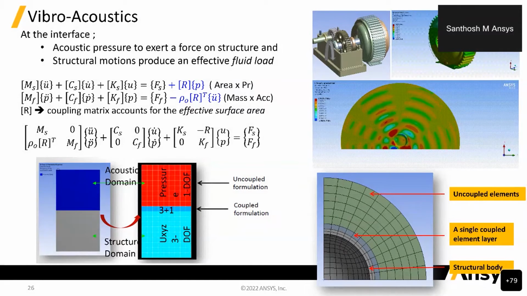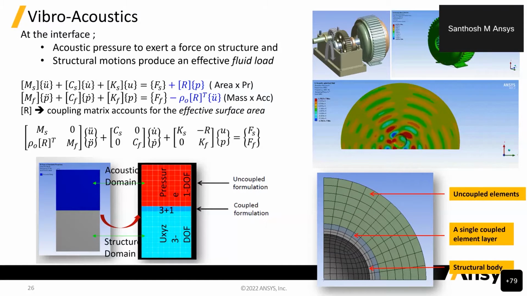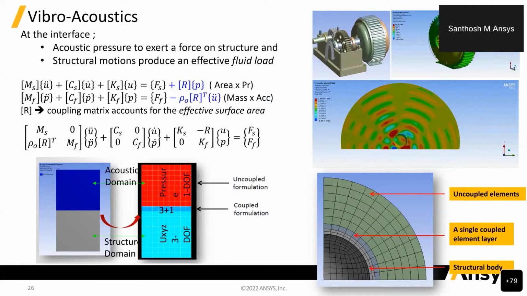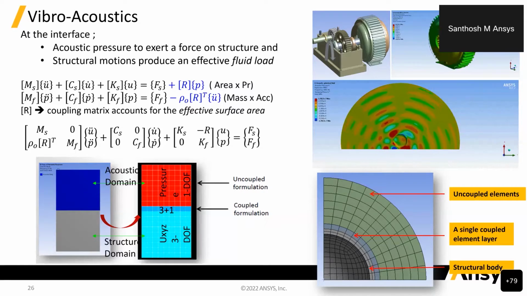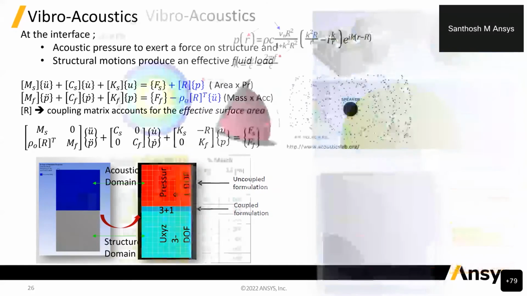The way we handle that, we model the air domain, which is going to have only the pressure degrees of freedom. Then we model the structural domain, the vibrating structure, which, let's say if it is a solid, is going to have 3 degrees of freedom in the 3 translational directions. There would be one layer of elements, shown here, that will have both the structural and fluid degrees of freedom, so that the velocity of the structure is translated in terms of the pressure. That's what we are seeing here. That's how any coupled vibroacoustic problem is solved.